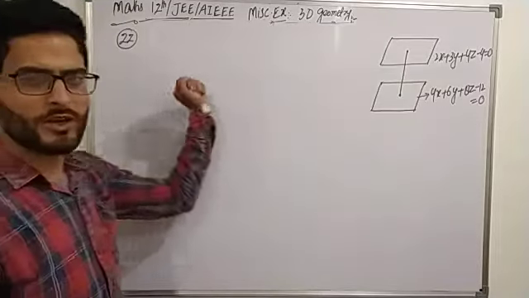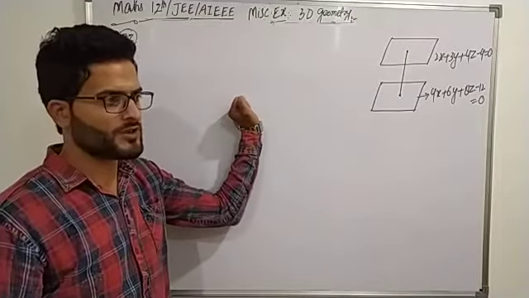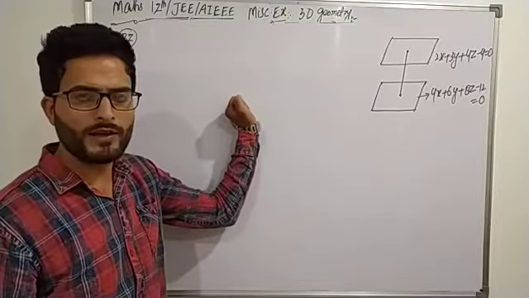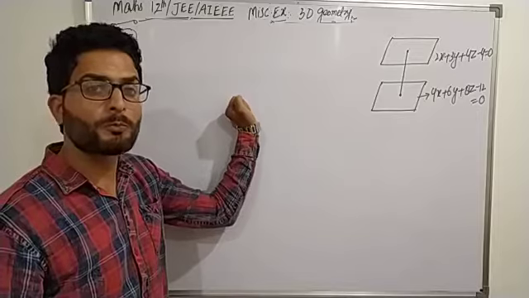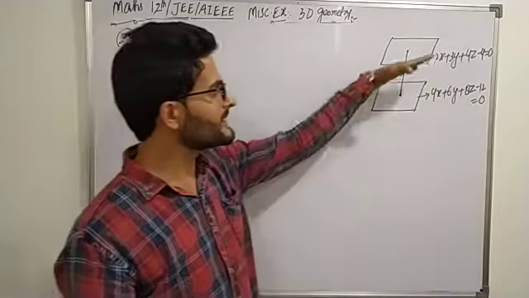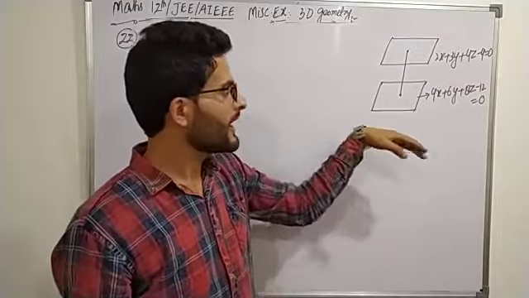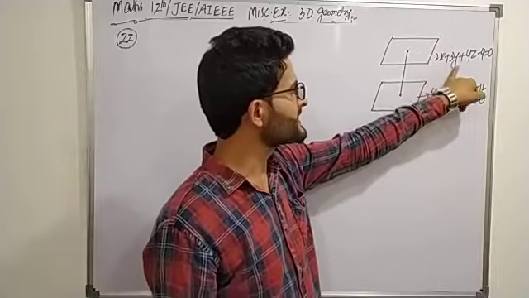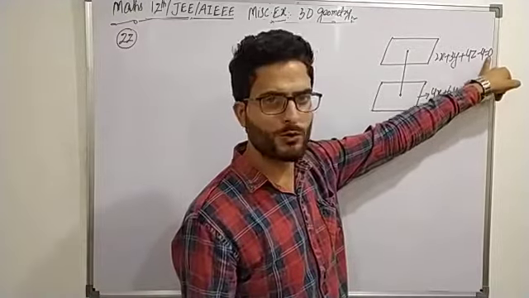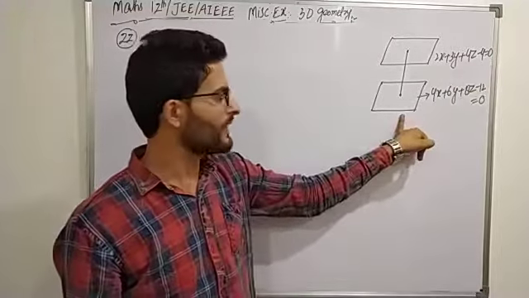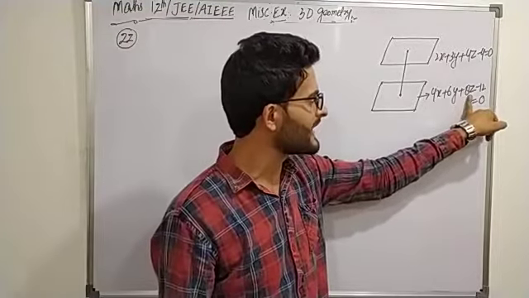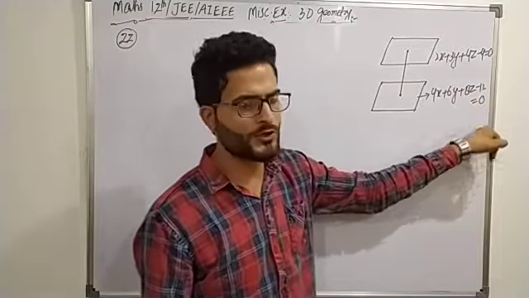Now we are on question number 22, and that's an objective type question, and here we need to calculate the distance between two planes. हमें दो planes के बीच में distance चाहिए. एक प्लेन की इक्वेशन है 2x plus 3y plus 4z minus 4 is equal to 0, और दूसरे प्लेन की इक्वेशन है 4x plus 6y plus 8z minus 12 is equal to 0.